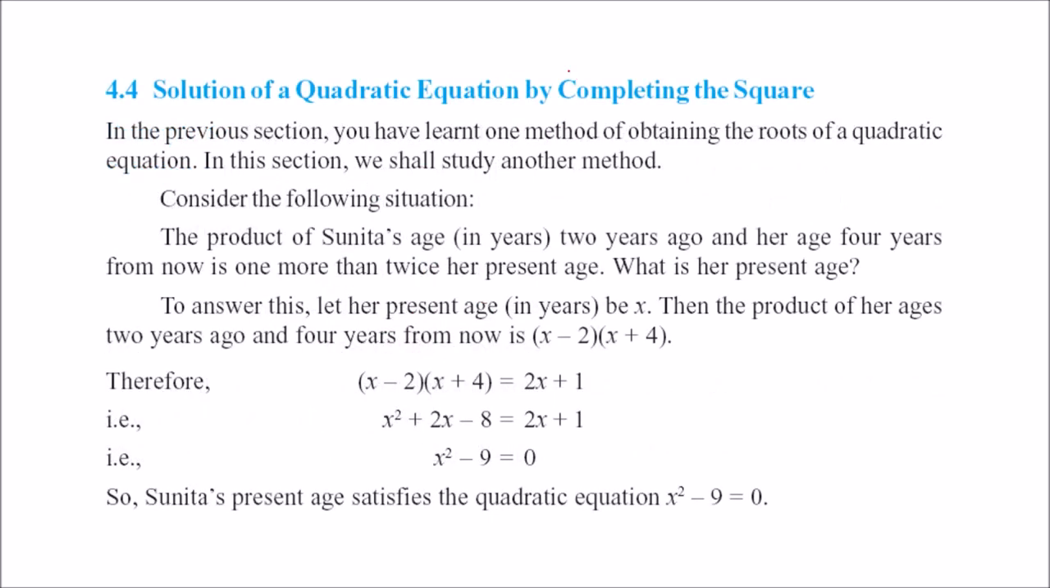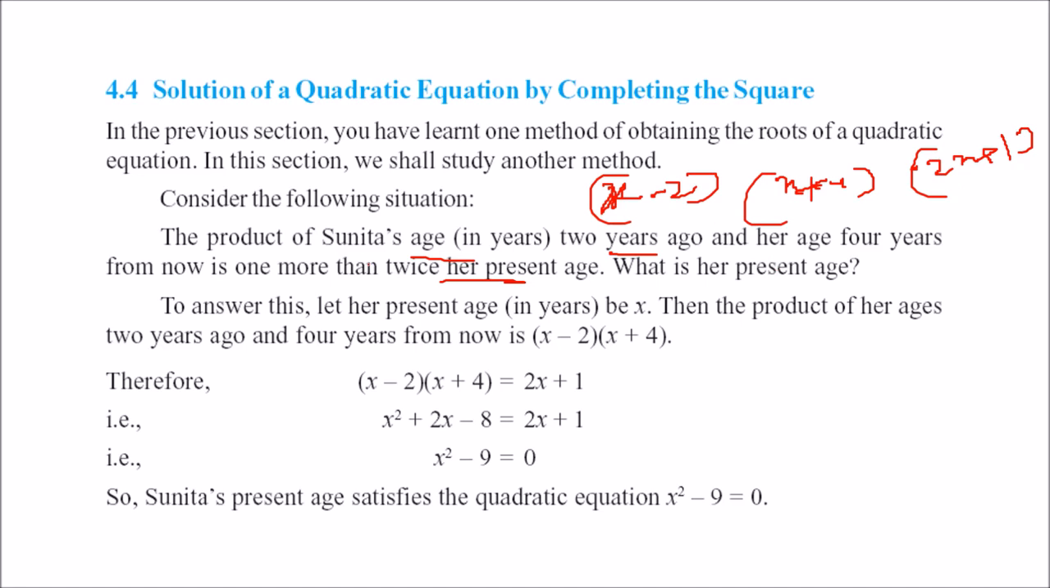Now let us solve the quadratic equation by completing the square. How are you going to get this? Let us consider a situation. Sunita's age: if her age is x, 2 years ago it will be x minus 2, and her age 4 years after means x plus 4. The product of these is 1 more than twice her present age, so that will be 2x plus 1.